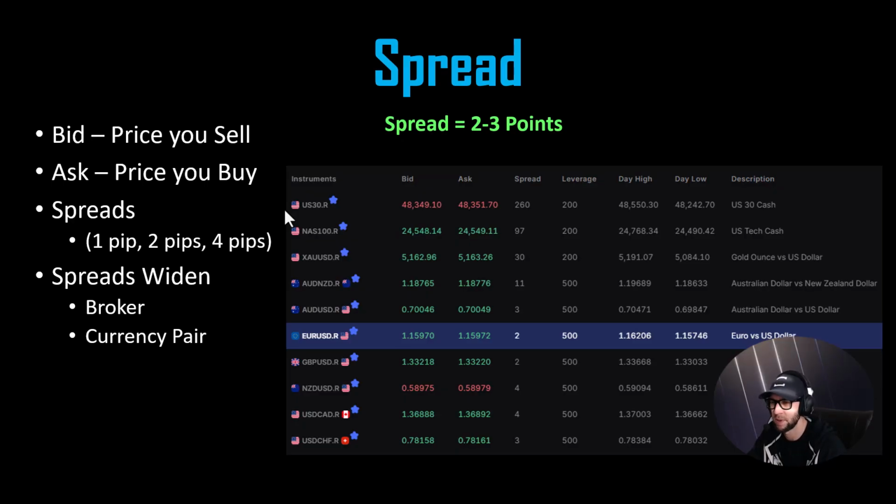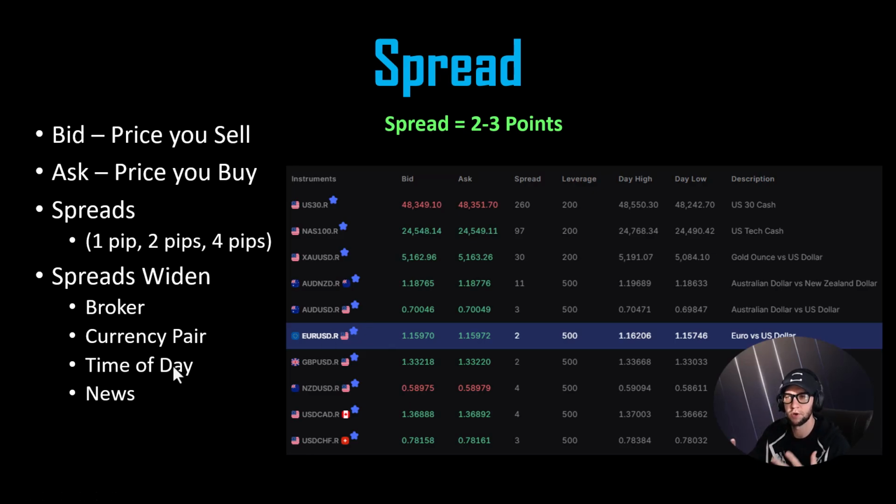And then currency pairs, some currency pairs have a wider spread. So you can see right now, NZD US dollar and US dollar CAD, the spread's a little bit wider compared to EUR US dollar and GBP US dollar. So obviously, again, time of the day will affect this, and the news.